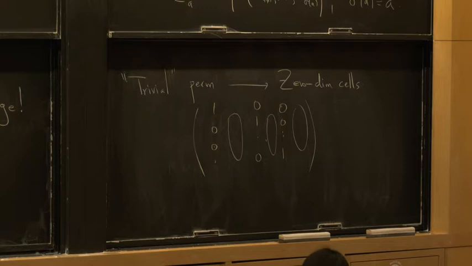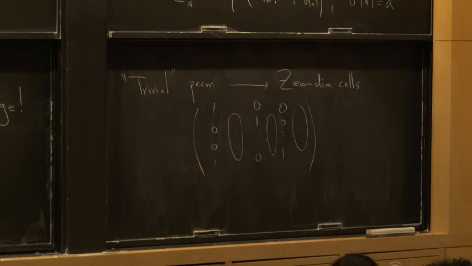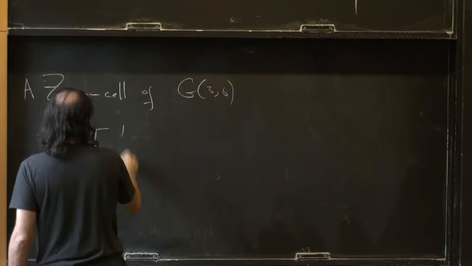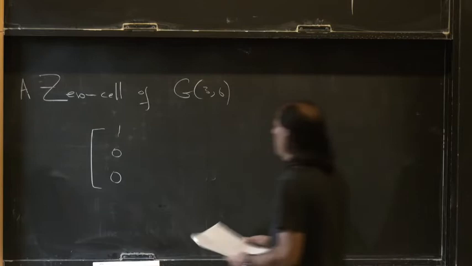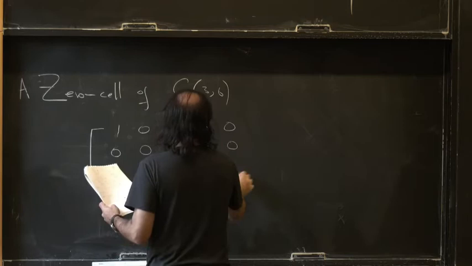Okay, so let's say, what would a zero-dimensional cell of G36 look like? Zero cell of G36 would look like, let's say, choose one that I like. They don't have to be consecutive or anything. It's just some zero-dimensional cell. Okay.